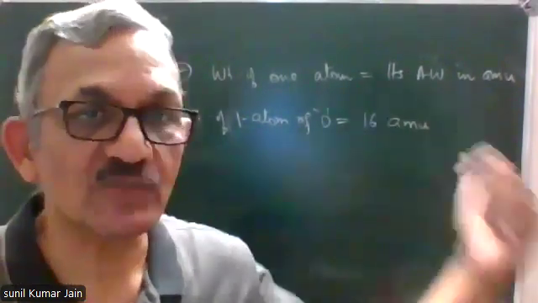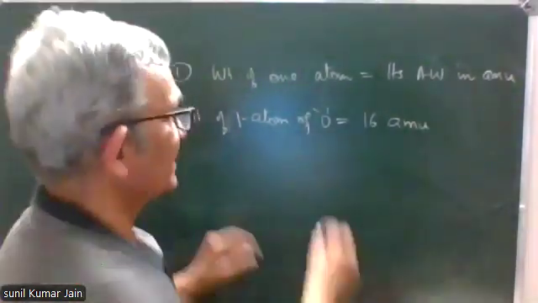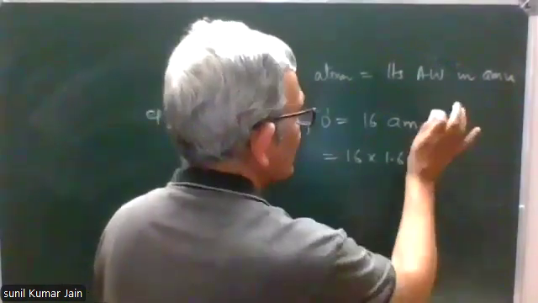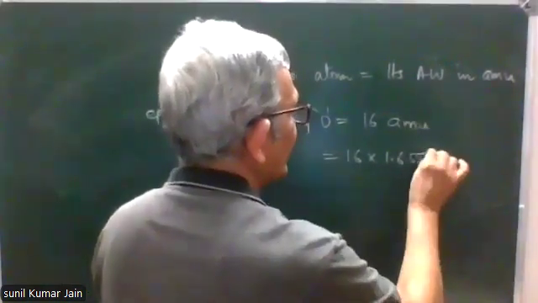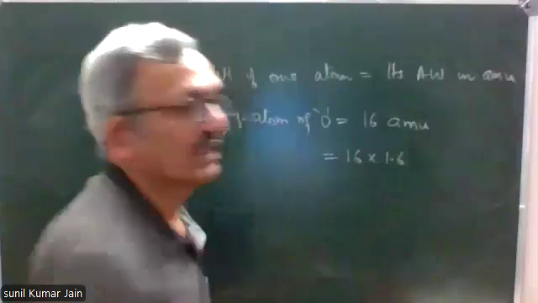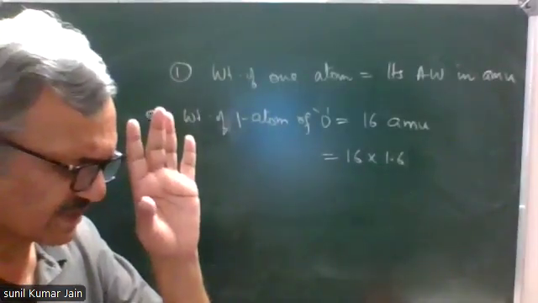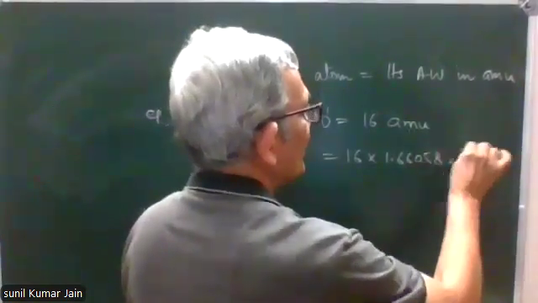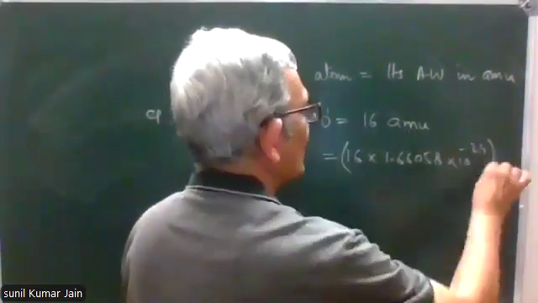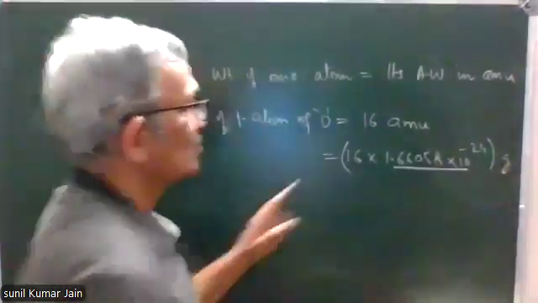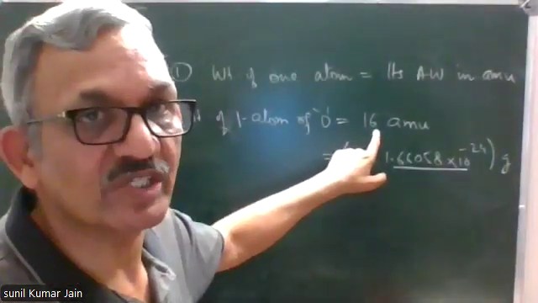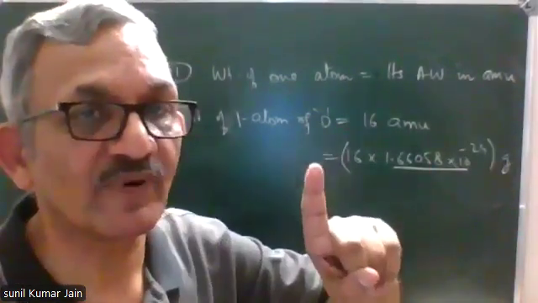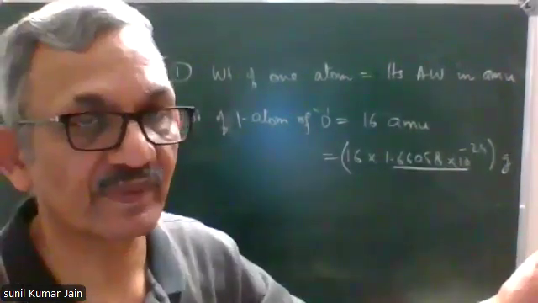And if you want to express this in grams, then I can say this is 16 into 1.66058 into 10 to the power minus 24 gram. So I multiply 16 by the value of 1 AMU. This will be the mass of one atom of oxygen in grams.